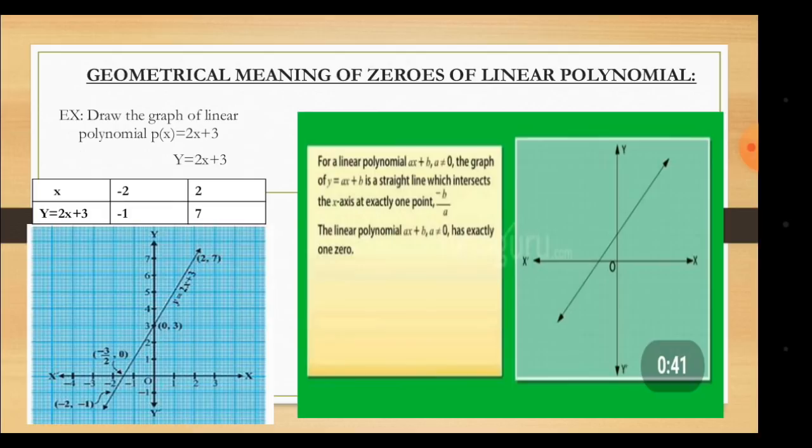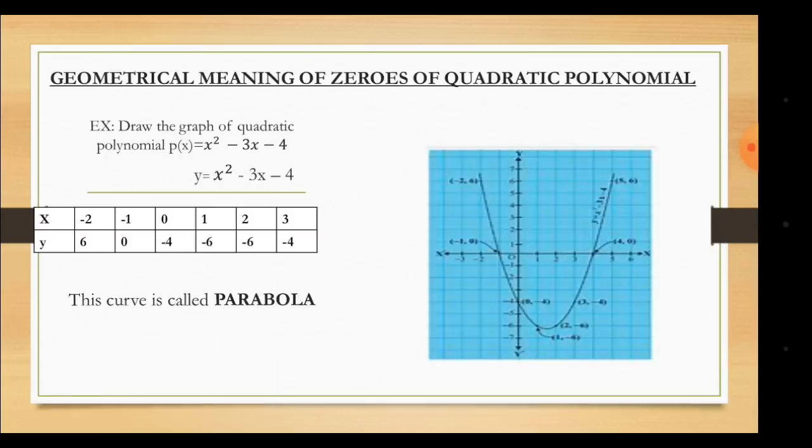Okay, now move to the geometrical meaning of zeros of quadratic polynomial. Again we will start this topic with an example. See here, draw the graph of quadratic polynomial p(x) = x² - 3x - 4. Again, this polynomial we can write as y = x² - 3x - 4. Now to draw the graph of this polynomial, first you draw the solution table. So here we have a solution table. Now plot these points on the graph. So we have here the graph.